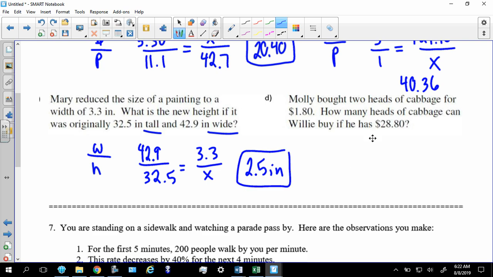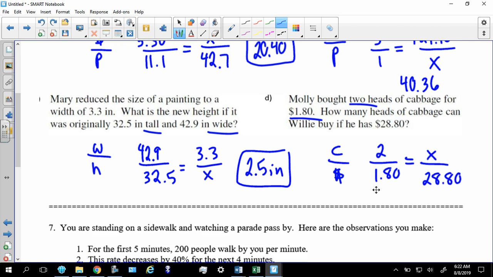For D, looks like we have cabbage over dollars. So cabbage over dollars. All right, so I'm just going to put cabbage over dollars. Again, why? Because I wanted to. All right, so she can buy 2 heads of cabbage for $1.80. So 2 over 1.80, or $1.80, is equal to x over 28.80. Cross multiply and solve. 32 heads of cabbage. All right, so that's pretty straightforward.